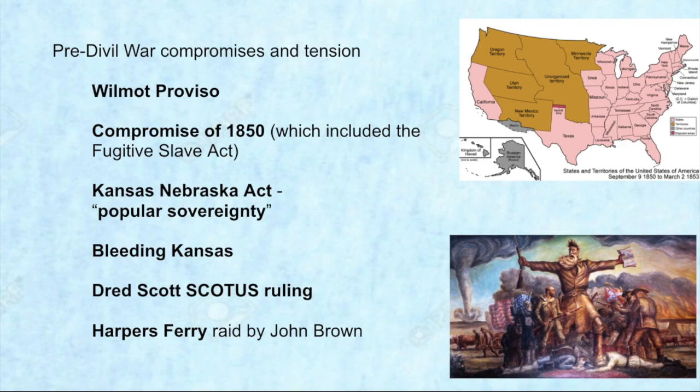Prior to the Civil War, there were many attempted compromises that failed and only led to more sectional, regional tension between the North and the South. Some examples of these events would be the Wilmot Proviso, which was not passed, the Compromise of 1850, which had 5 parts, which included the Fugitive Slave Act, the Kansas-Nebraska Act, which called for popular sovereignty in regards to slavery and led to Bleeding Kansas, the Dred Scott Supreme Court ruling, the Harper's Ferry raid by radical abolitionist John Brown and his gang.